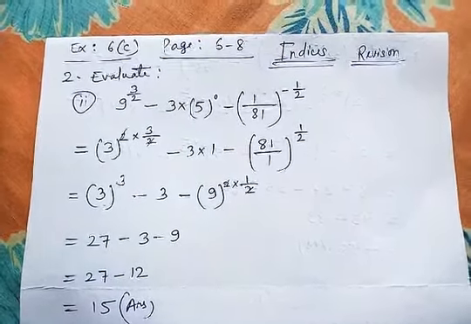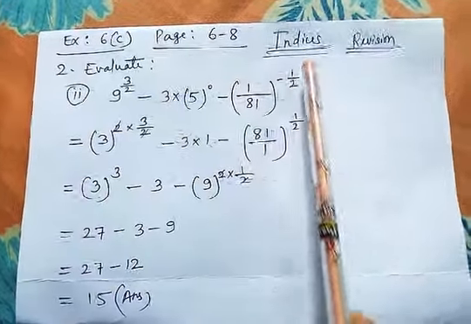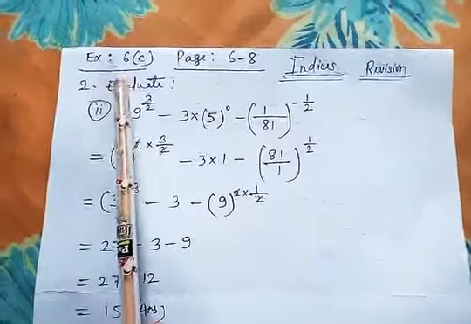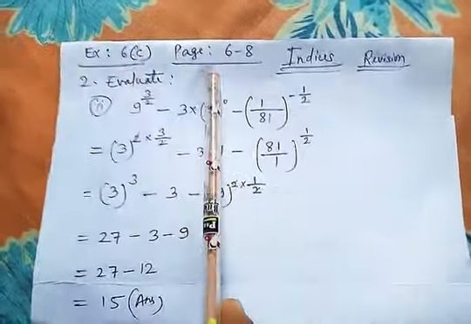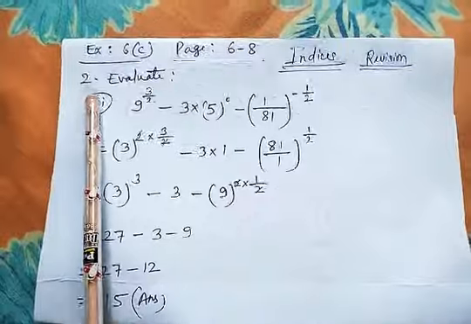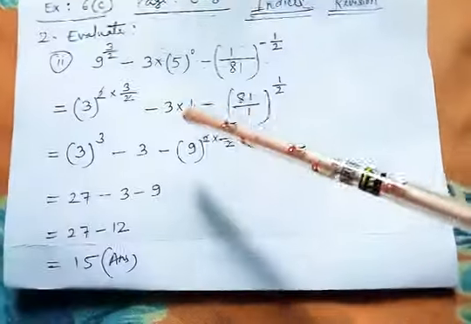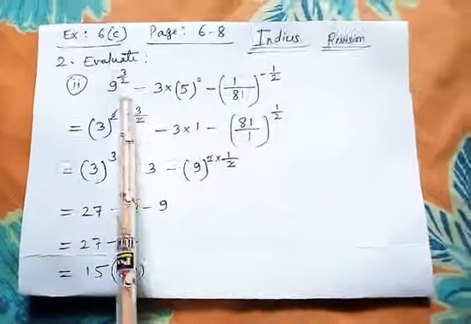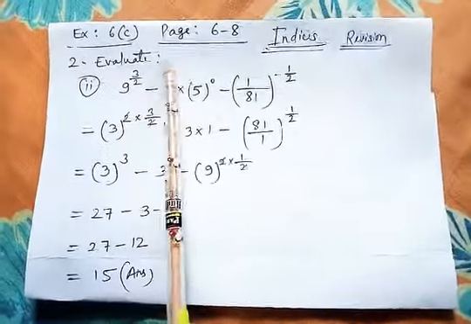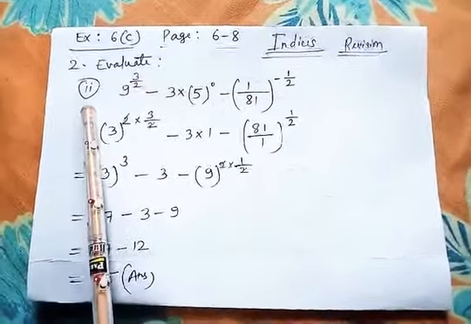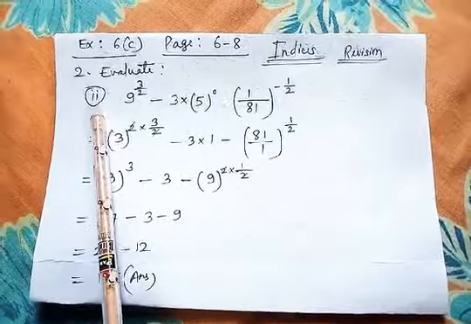Class 9 children, today we will revise indices and it is exercise 6C page 68. Question number 2, evaluate. These types of questions are very important, children. Evaluate, we can also say simplify. Evaluate and simplify both are the same. So I have taken question number 2 here.